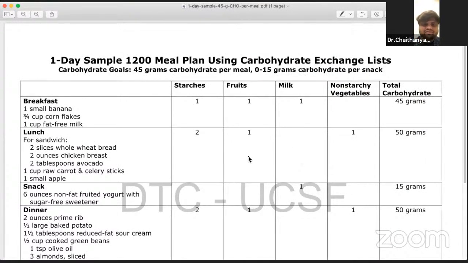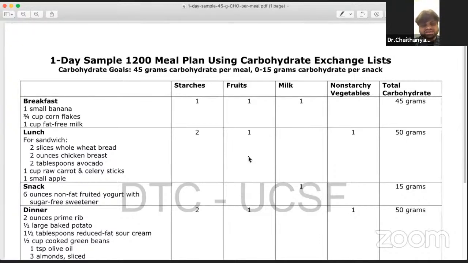This is an example of how you can understand the carbohydrate counting as well as the exchange. This is a sample meal plan for 1200 kilocalories. In this, the carbohydrate goal is 45 grams of carbohydrate per meal. And each serving or each snack is equal to up to 15 grams of carbohydrate. Initially, I told you there are different types of food lists. There can be a starch list, a fruit list, a milk list, a meat list, a fat list.